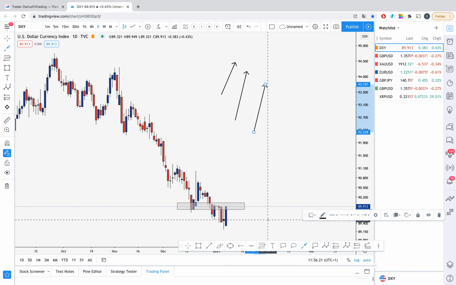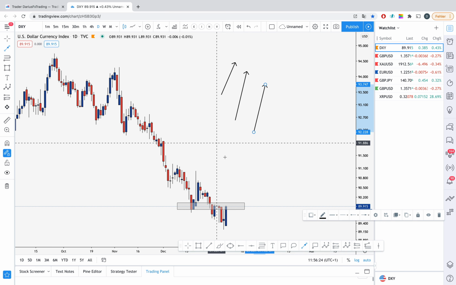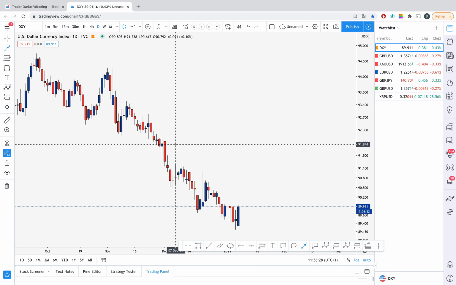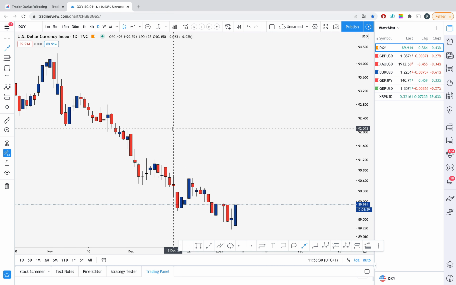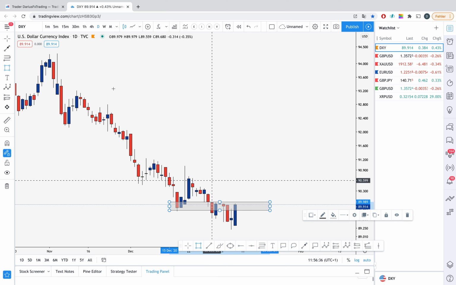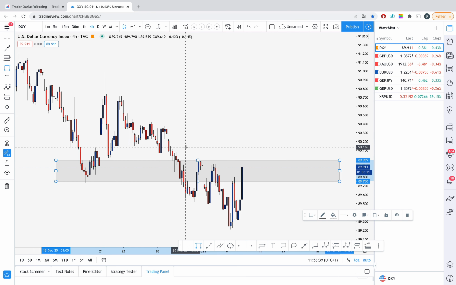And if this is going to be the case, then we have two confirmations for our setup, and this is going to increase the probability of the setup, so the win rate is going to be higher. So this is what I see right now on the daily, guys. I would like to see the market dropping to the downside from this level of resistance. Let's look for further confirmations.